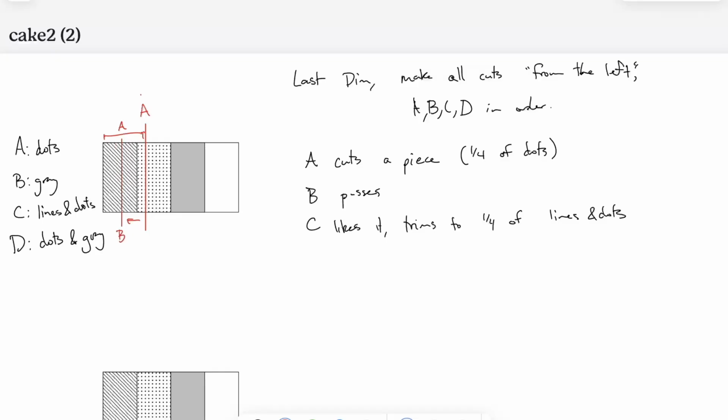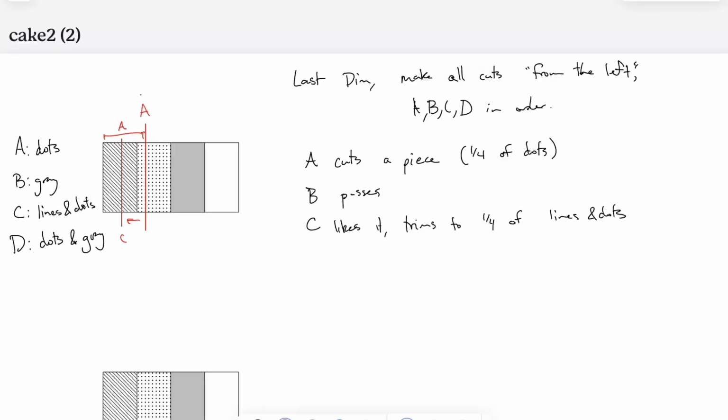This is C's trim. B didn't like it at all. This is C's trim. This region now includes 1/4 of the total lines and dots area, all right?